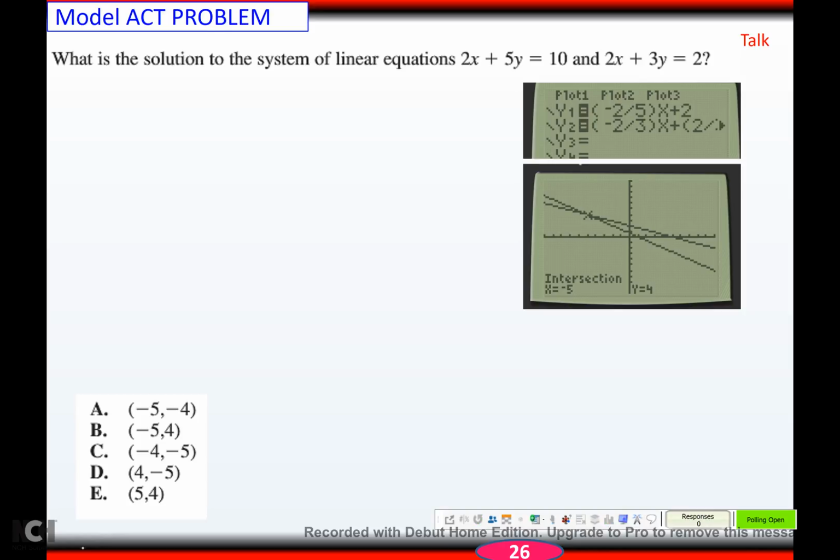Alright. Try this one. Hit pause. Come back when you're ready. I'm sorry, the answer is there. It's supposed to be animated. Darn it. But try it with the elimination method.